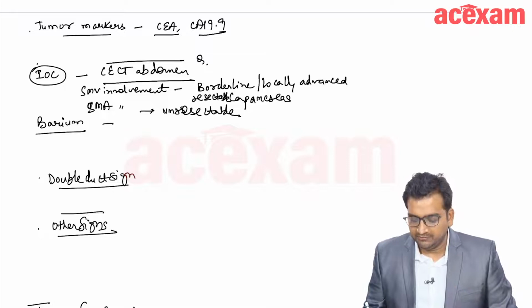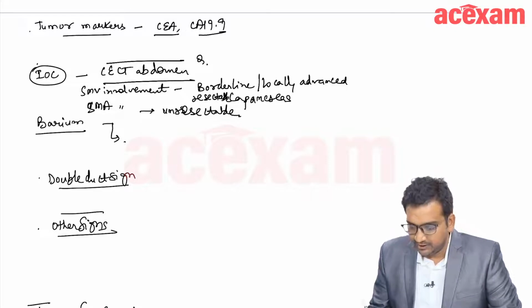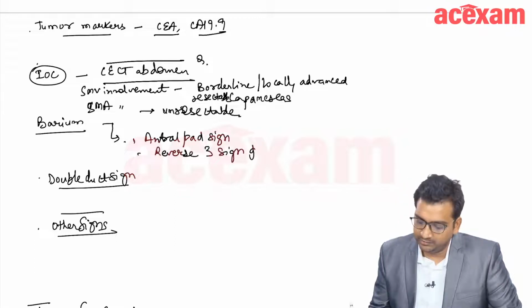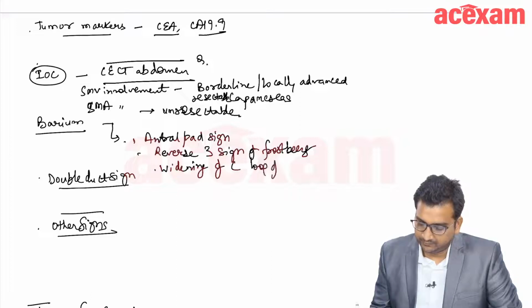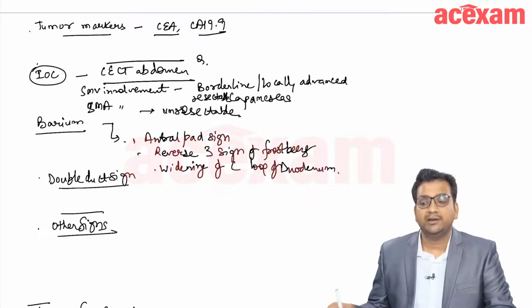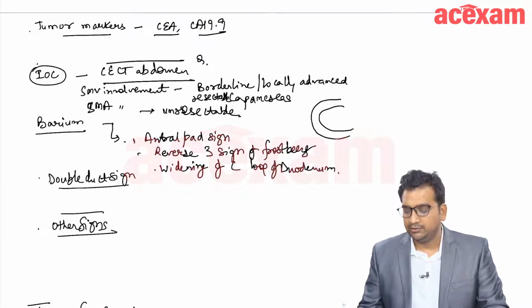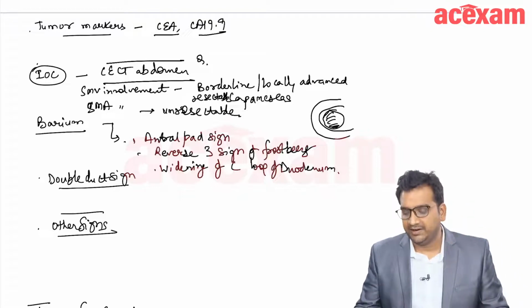Then what all are the barium findings? So the classical barium findings I'll enumerate first. The classical barium finding is antral pad sign or reverse 3 sign of Frostberg and widening of C loop of duodenum. I'll show you the diagram later on, but what happens is that this is a duodenum here. Because of this mass here, this C loop of duodenum widens. Okay.